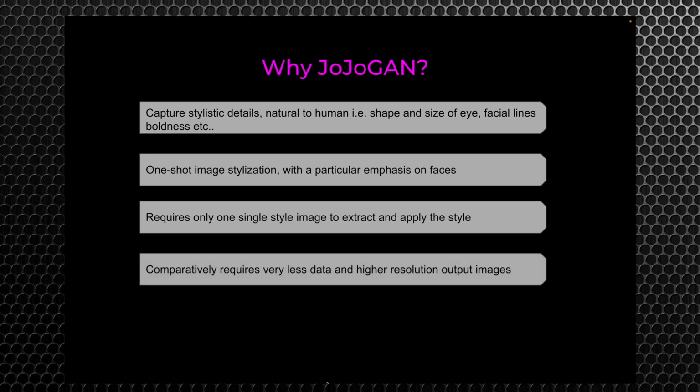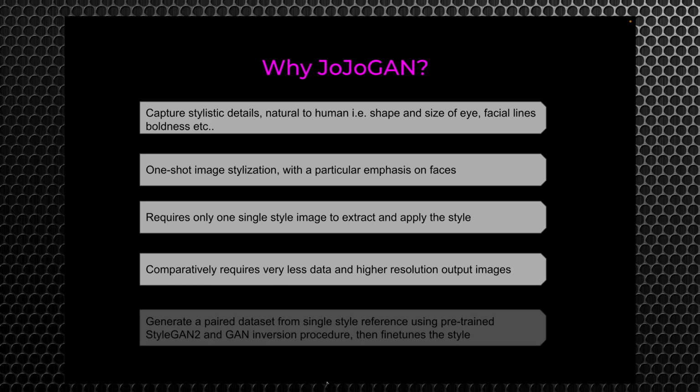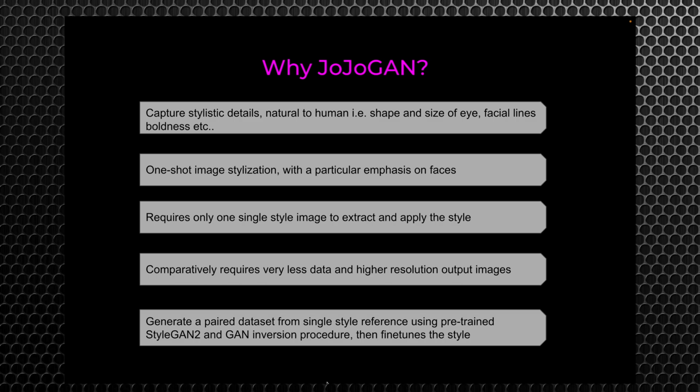Based on that, we could say that comparatively, JoJoGAN requires a very small amount of data and generates high resolution output images. And this last part is really very important to show why JoJoGAN could be a very good improvement among available face style transfer AI models. So based on a given reference style image, the JoJoGAN AI model approximates paired real data using GAN inversion and fine-tunes a pre-trained StyleGAN using the approximate paired data.